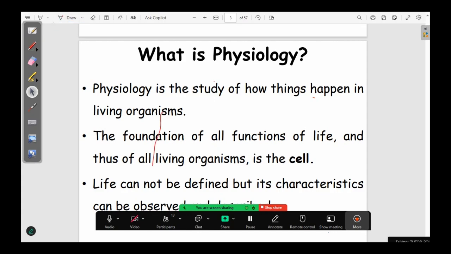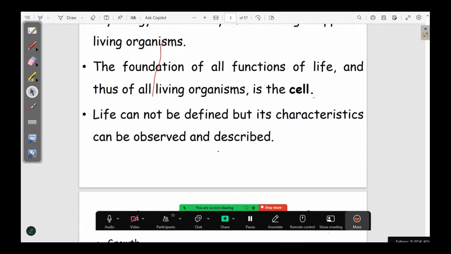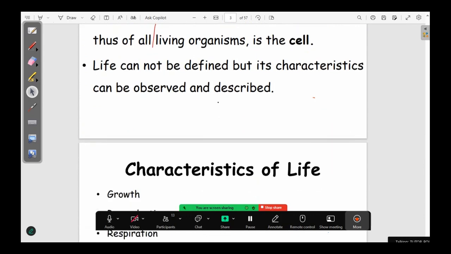Here are my slide notes. Here I was saying life cannot be defined because we don't have a single definition of what life is. If I were to ask you what is life, you wouldn't have a single definition. Some would say it's the ability to talk, some would say the ability to eat, all those things. So life on its own does not have a definition. It cannot be defined, but the characteristics of life can.